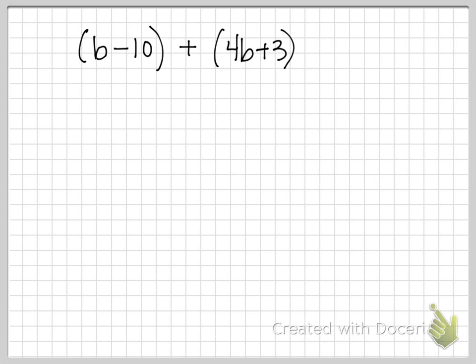This should be pretty easy. What operation are we doing here? That's always what you want to look for first. Addition. So we don't really have any extra work to do. We just need to combine like terms. Start with the b terms. 1b plus 4b gives us 5b. Oh, that's not a 6? No, it's a b. Sorry. It's a b. Then we have our constants. Negative 10 plus 3 is negative 7.